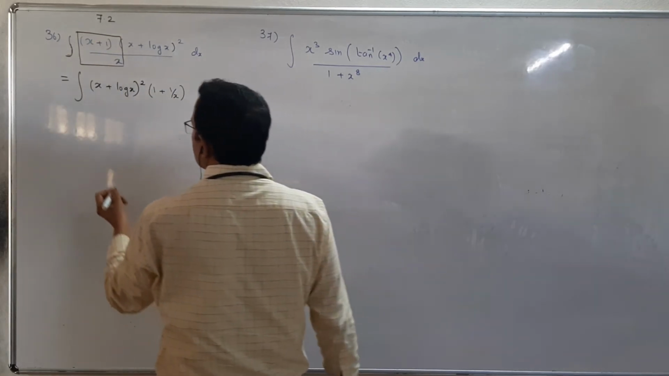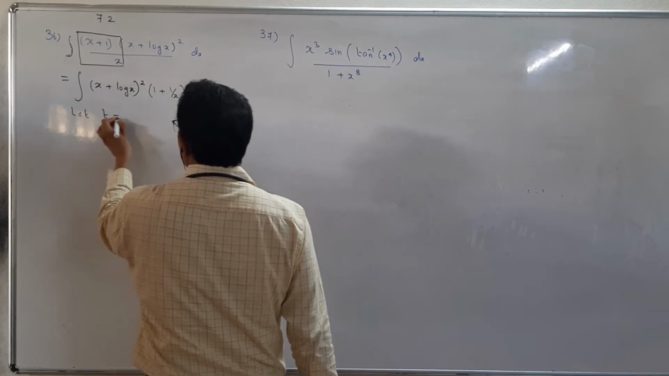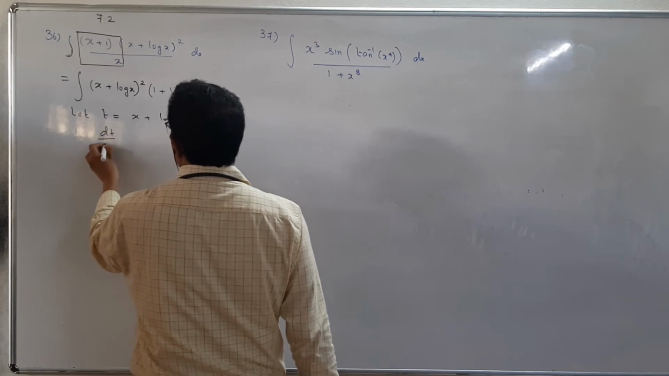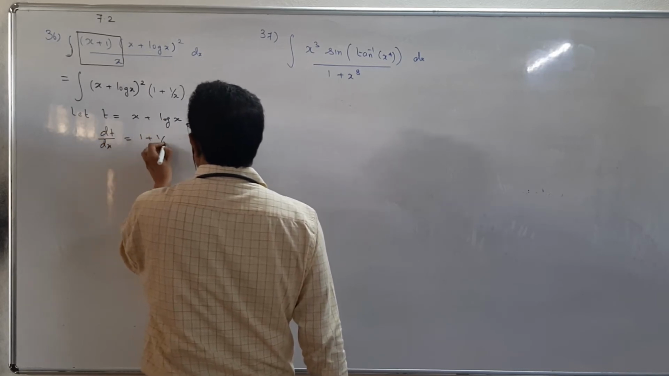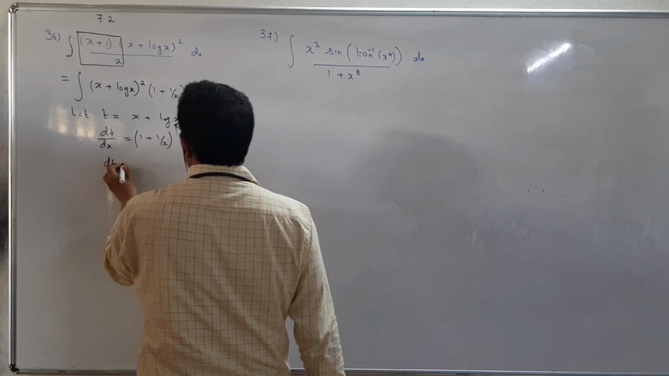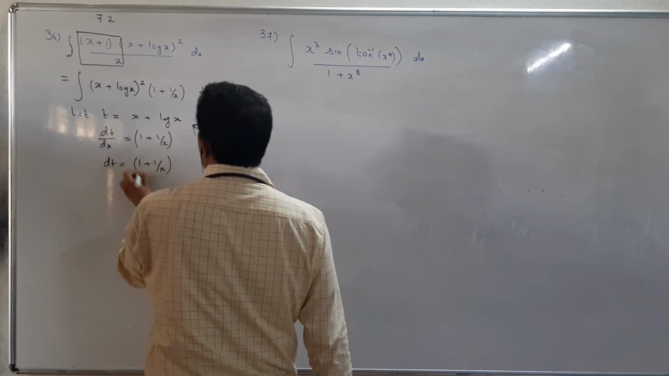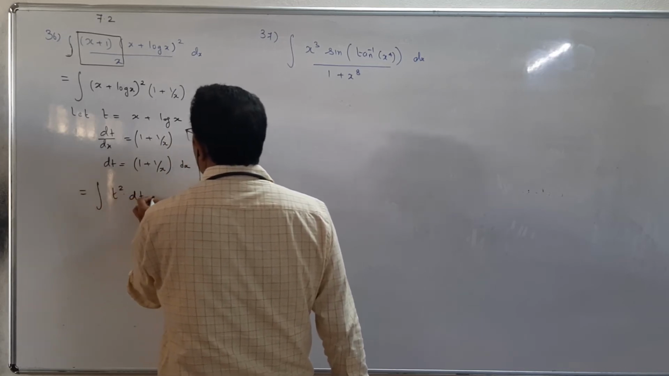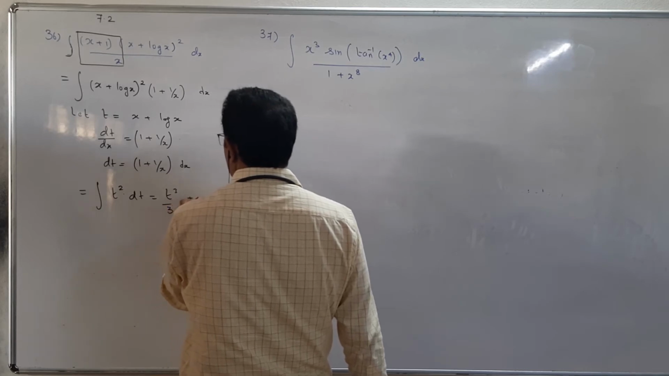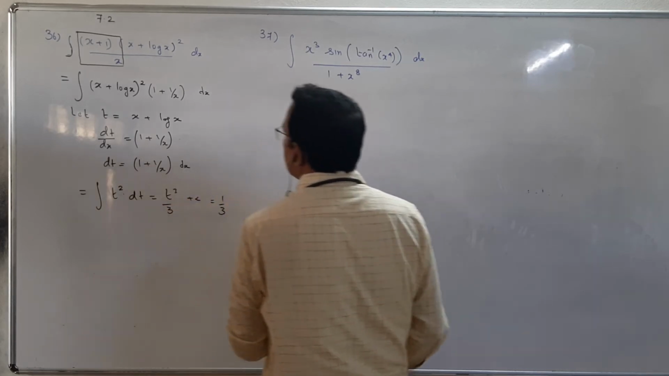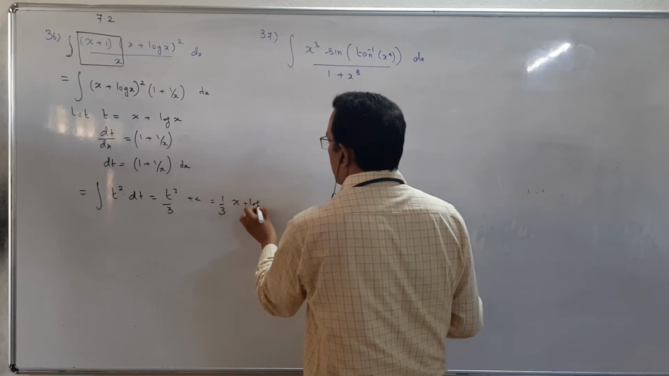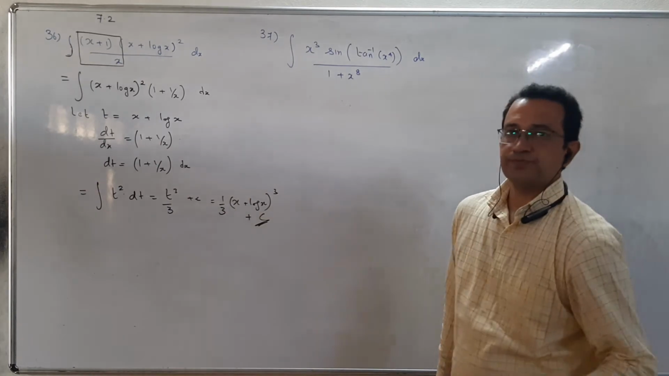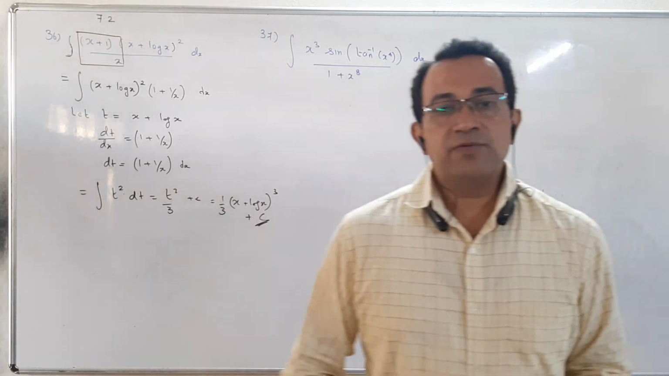So suppose t is equal to x plus log x. dt by dx would be 1 plus 1 by x, so dt would be (1 plus 1 by x) dx. So this changes to t squared dt, and this integration is t cube by 3 plus c. t is nothing but x plus log x, so the answer is (x plus log x) the whole cube by 3 plus c. This is the answer.